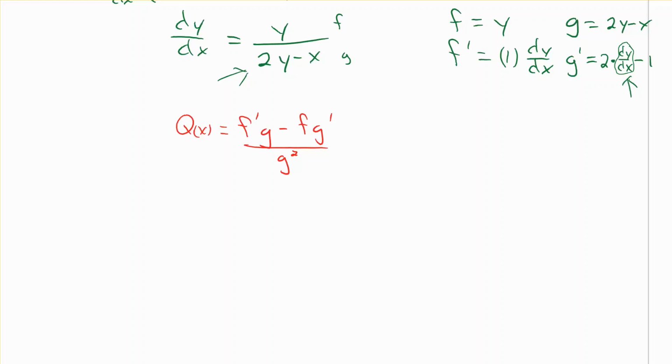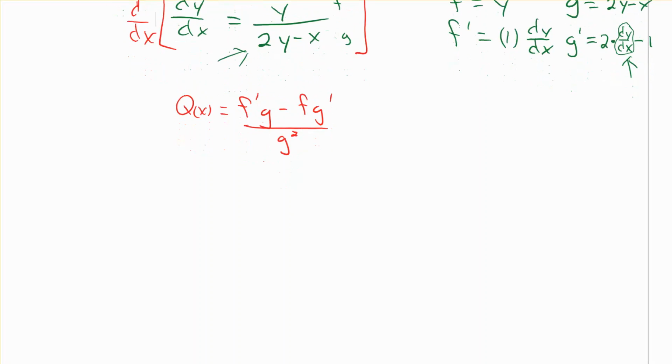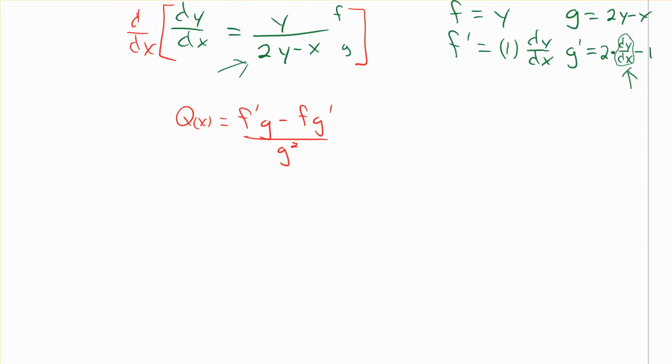So if we go on down, if we use our quotient rule and take the derivative, now we're taking the derivative of this entire thing, right? So d/dx of this entire derivative again. We'll use our implicit differentiation, and we'll start just filling in our quotient rule formula. So f prime, we figured out, was just dy/dx.